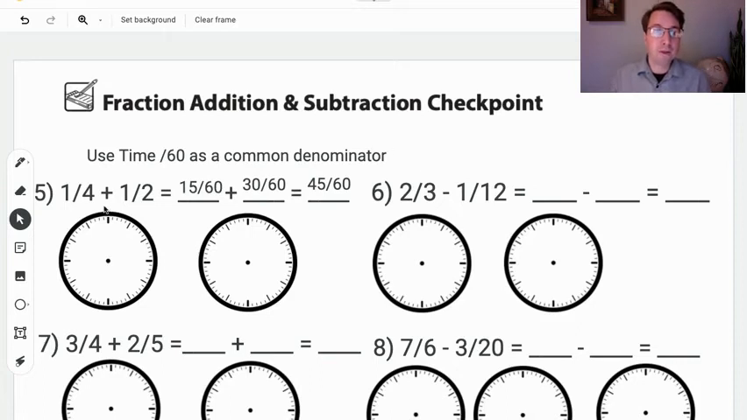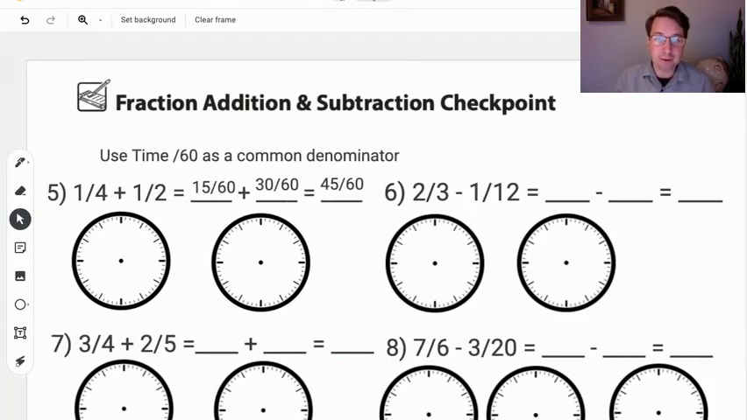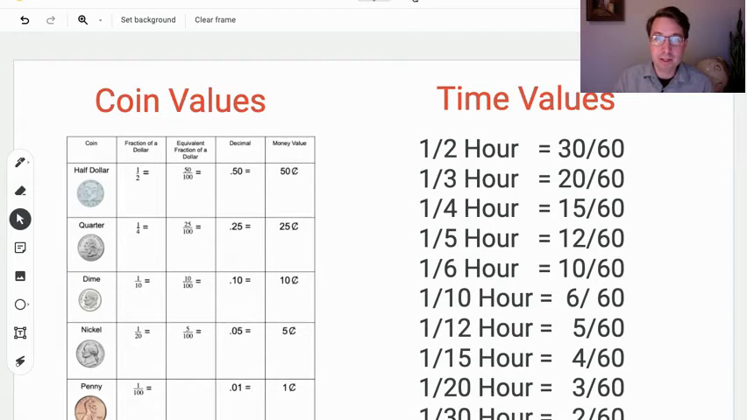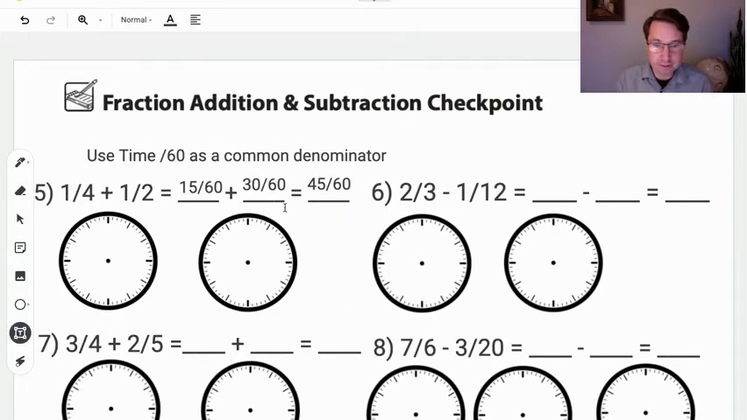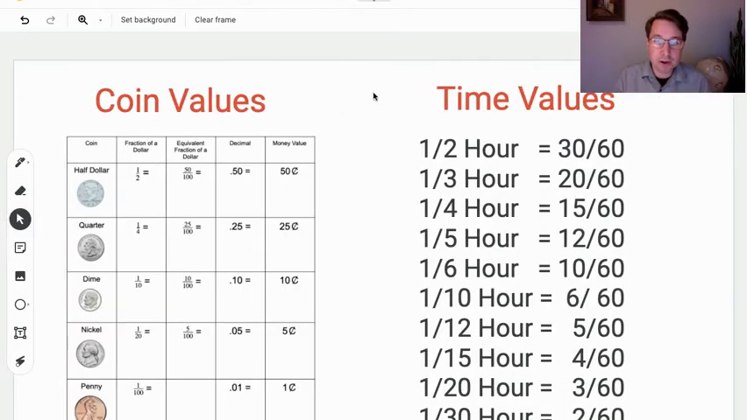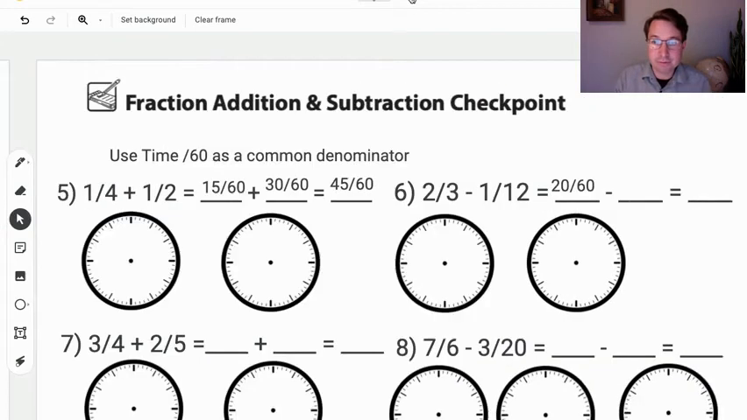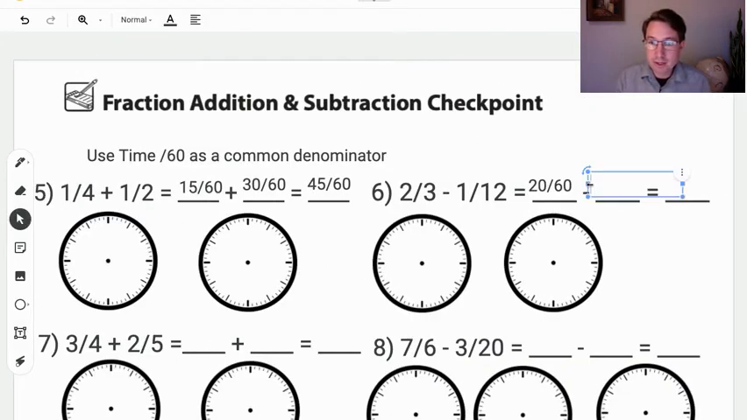So 2/3, so 1/3 of an hour. If you need to, you can go back to that reference sheet. 1/3 of an hour is 20 minutes, 20 60ths. And 1/12 of an hour, well, there are 12 little tick marks on the clock. It's 5 minutes. Each one's worth 5, so 5 60ths. 20 60ths minus 5 60ths gives us 15 minutes, or 15 60ths. There we go.